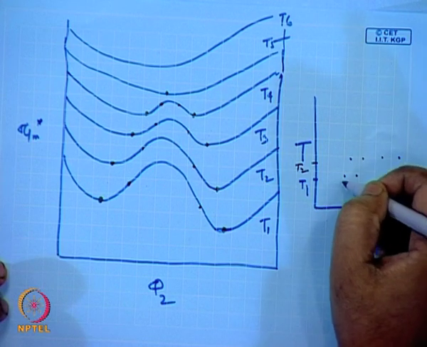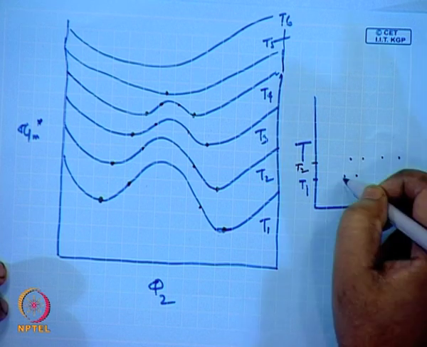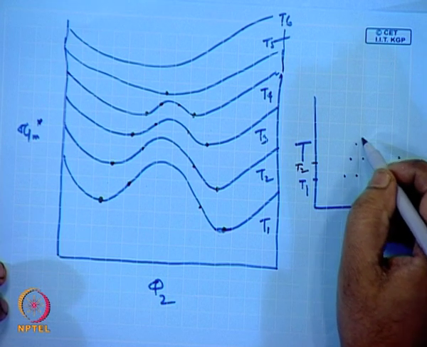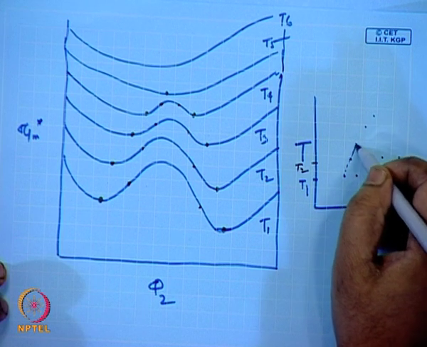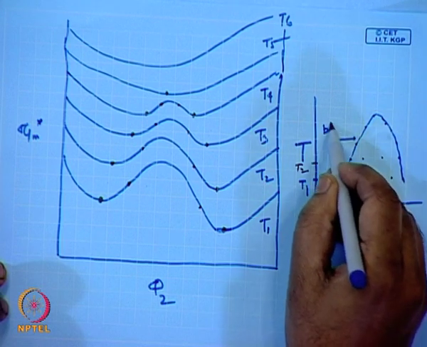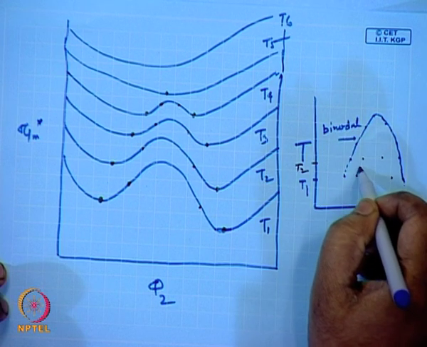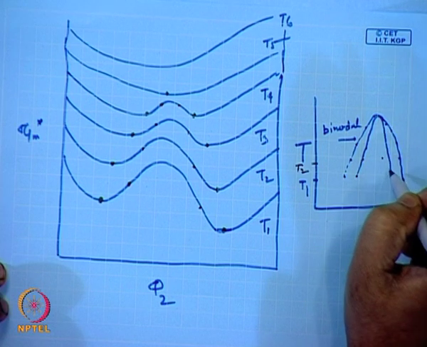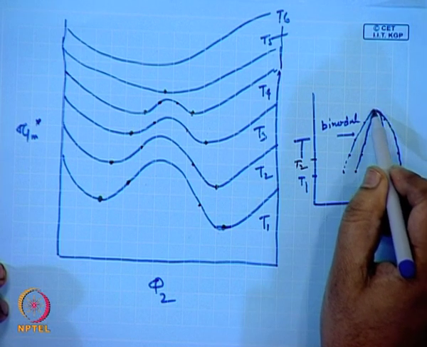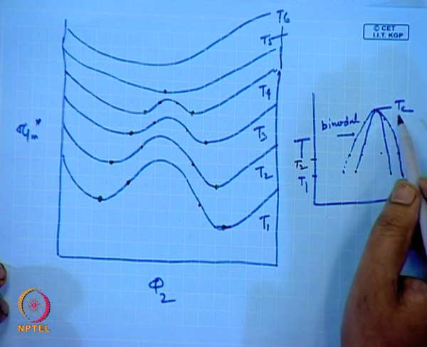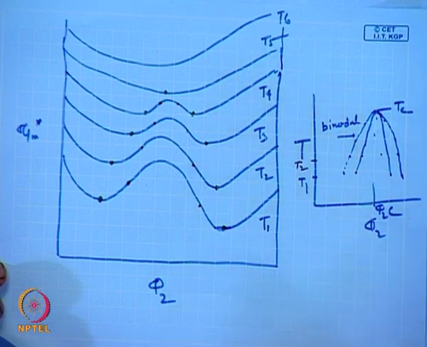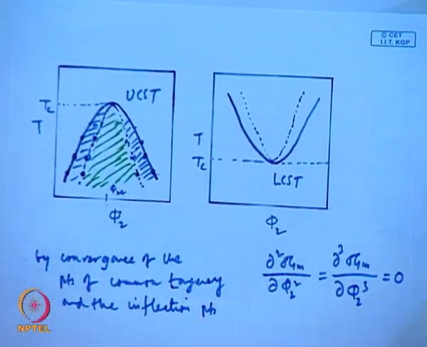So finally you get these points. Now you join them to get a line for the binodal points, and similarly a line for the spinodal points, which will converge at the same temperature, which we call Tc, the critical temperature, and the corresponding composition here is phi 2 C, which we discussed in the last lecture.